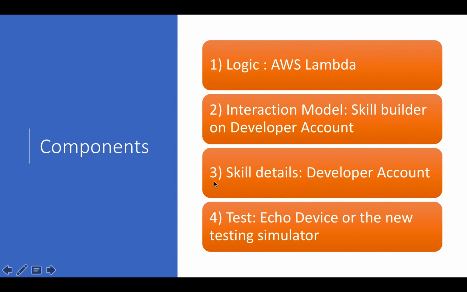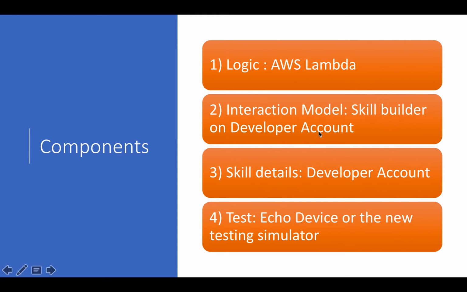We need to set up the skill details. For example, the name of the skill, how we will call the skill, that kind of stuff. And finally, we need to test our skill, because if we don't test our skill, we don't know if it's working or not. So we'll go through each of these components before we can say that we successfully made a skill.